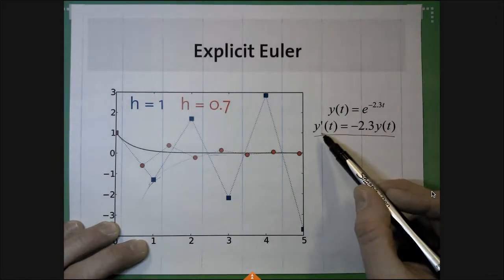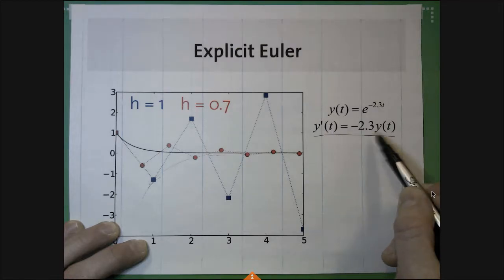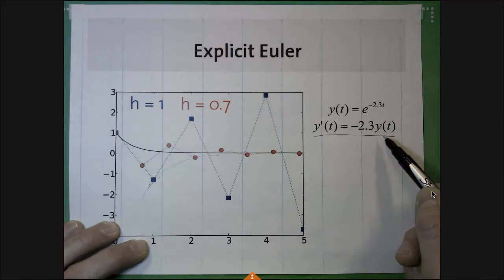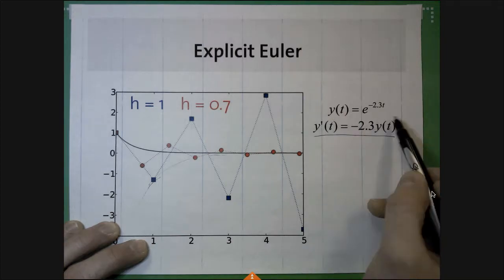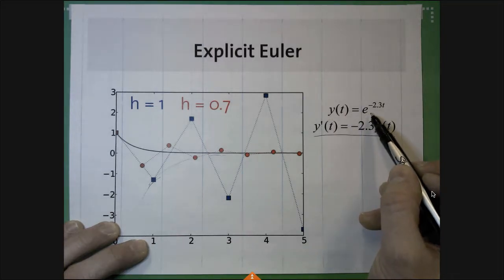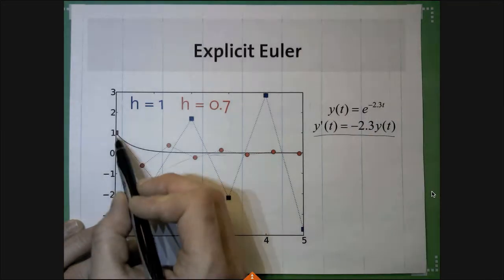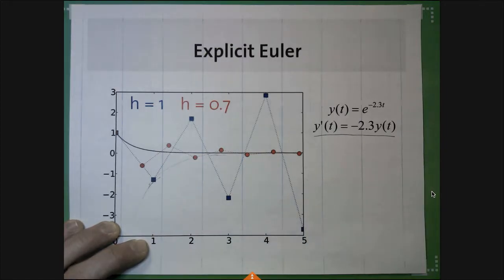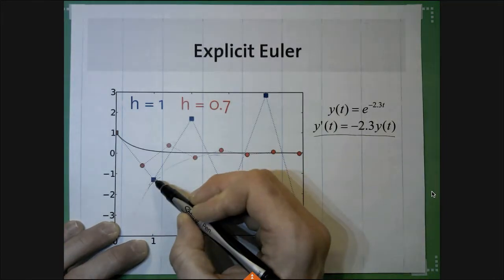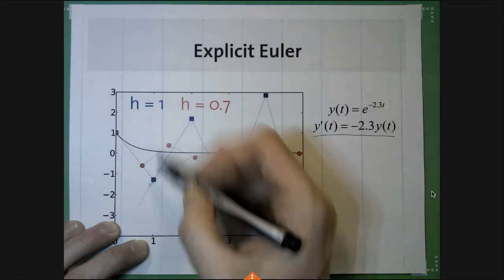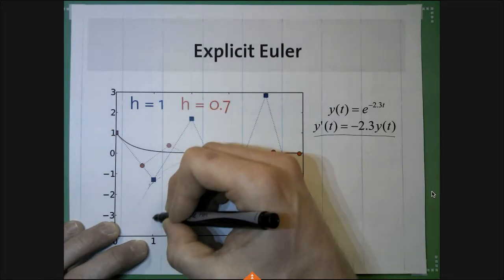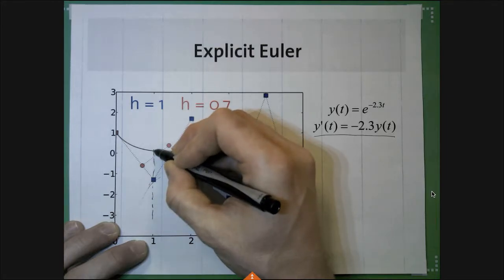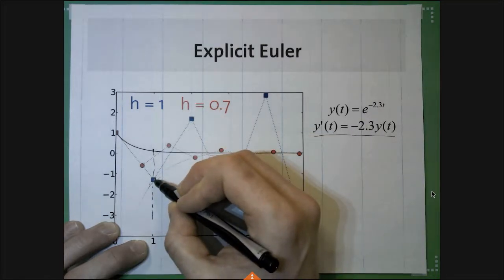We're looking for a function whose derivative is minus 2.3 times the function itself. This is a toy case, so we know what the perfect solution is: e to the minus 2.3 t. That's this black curve here. What explicit Euler does is overshoot, because with h equal to 1, the time step is too large. The right solution at 1 should be here, and explicit Euler overshot here.